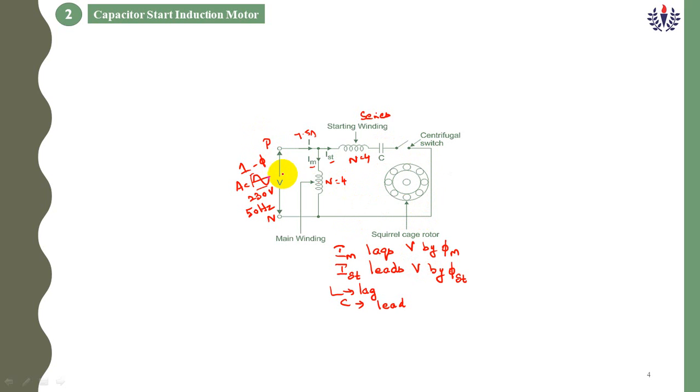Now the operation. If we apply the voltage to the starting winding and main winding, what happens? The flux is produced, both fluxes are produced. Then the centrifugal switch is there, right? You have to close the switch.